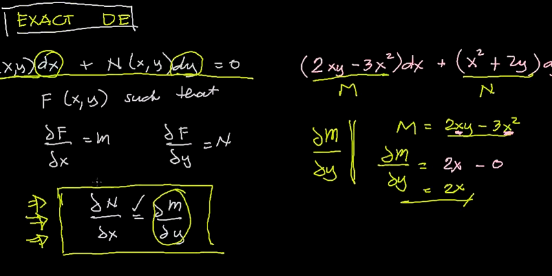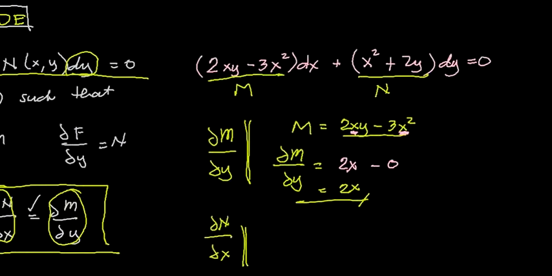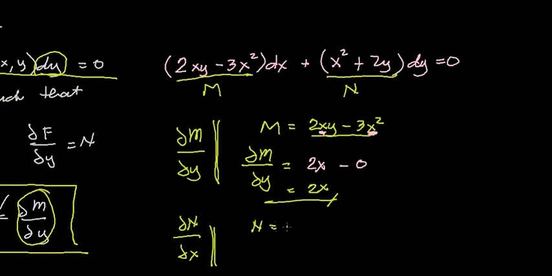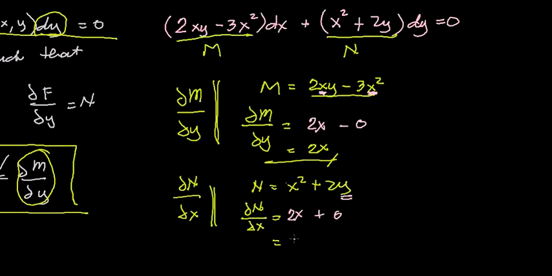Second, we need now to take the partial derivative of N with respect to x. Our N here is x^2 + 2y. If we take the partial derivative of N with respect to x, meaning we will only treat the x's as variable and we will treat y as constant, because we only take the partial derivative with respect to x. So we have 2x, plus, since this whole term is constant, the derivative of a constant is just 0. All in all, the partial derivative of N with respect to x is just 2x.